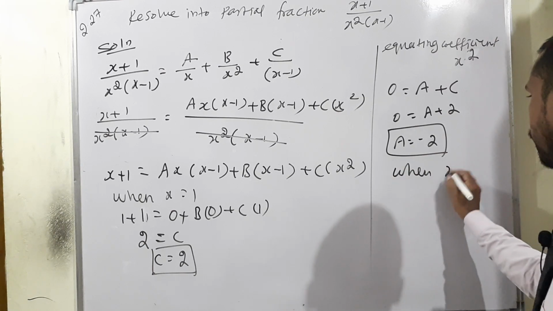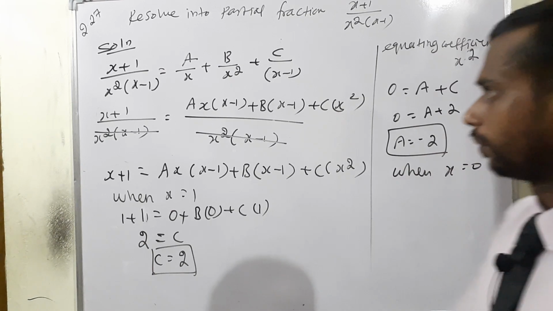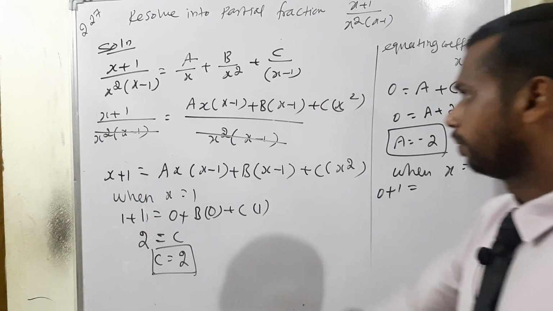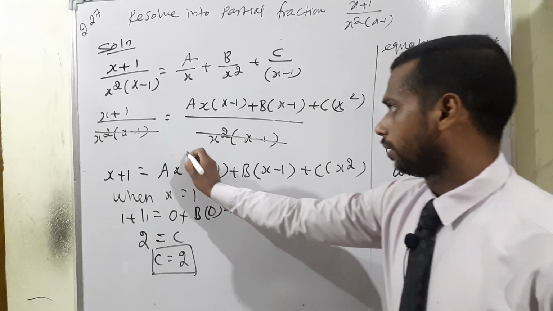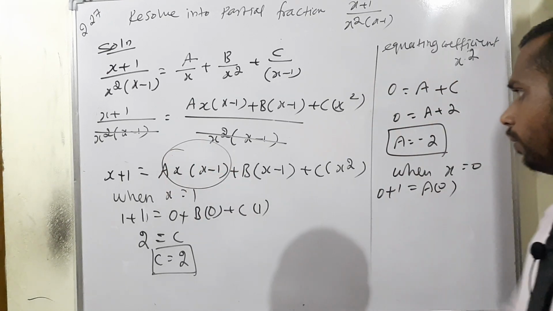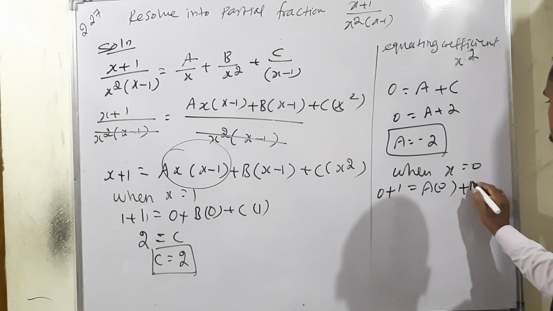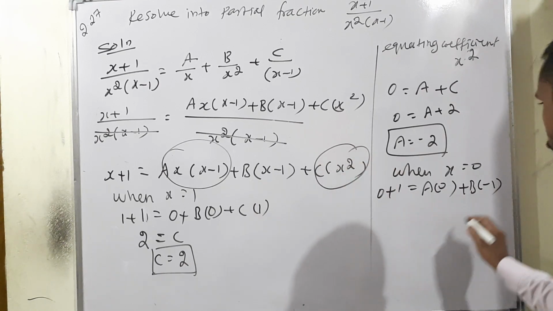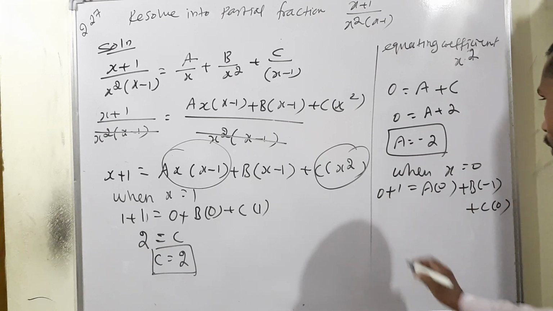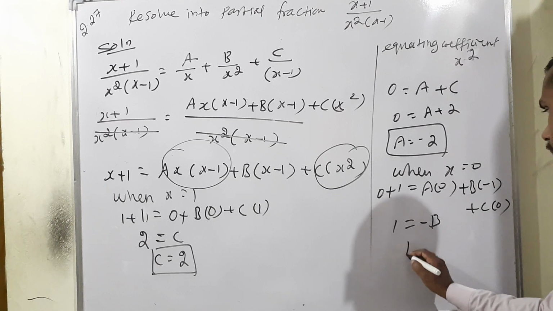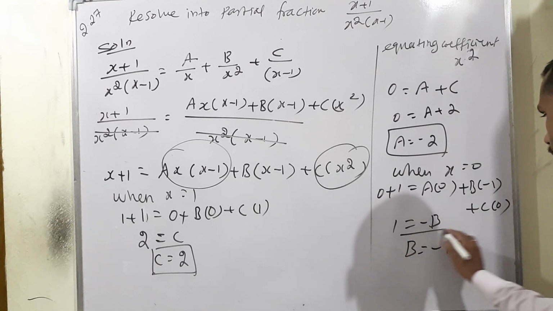whatever value we can apply, when x is equal to 0, what will happen? 0 plus 1 is equal to, then this term will be completely 0, isn't it? Therefore a into 0, center plus b into minus 1, last case also completely 0, plus c into 0. Therefore 1 is equal to minus 1 into b, minus b. Therefore b is equal to minus 1.